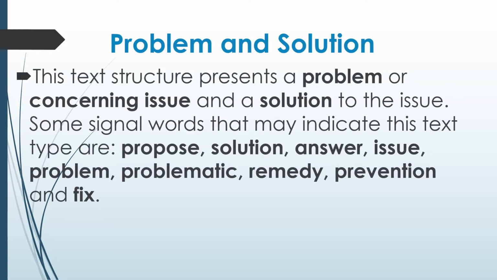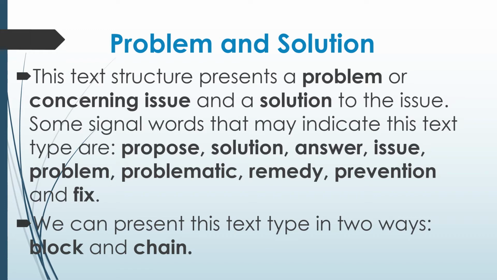The first text type that we're going to discuss is problem and solution. This text structure presents a problem or concerning issue and a solution to the issue. Some signal words that may indicate this text type are propose, solution, answer, issue, problem, problematic, remedy, prevention, and fix. We can present this text type in two ways, block and chain.